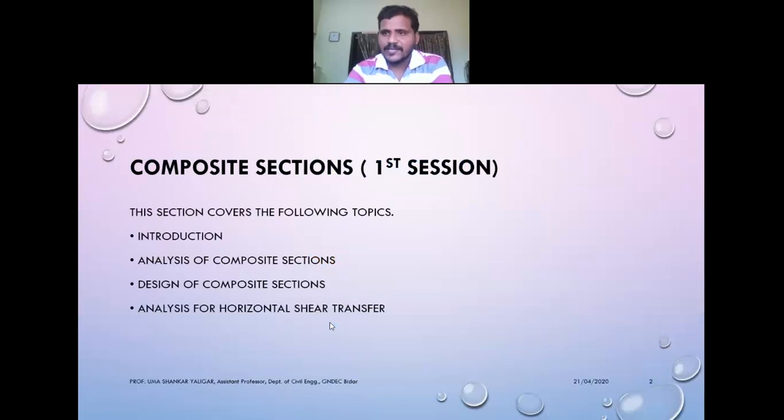This is session number 1. This section covers the following topics: introduction, analysis of composite sections, design of composite sections, and also analysis for shear transfer. Now we will understand them one by one. In today's session, we will cover only the introduction and analysis of composite sections. In the next class, we can go for the design of composite sections and also analysis for horizontal shear transfer.